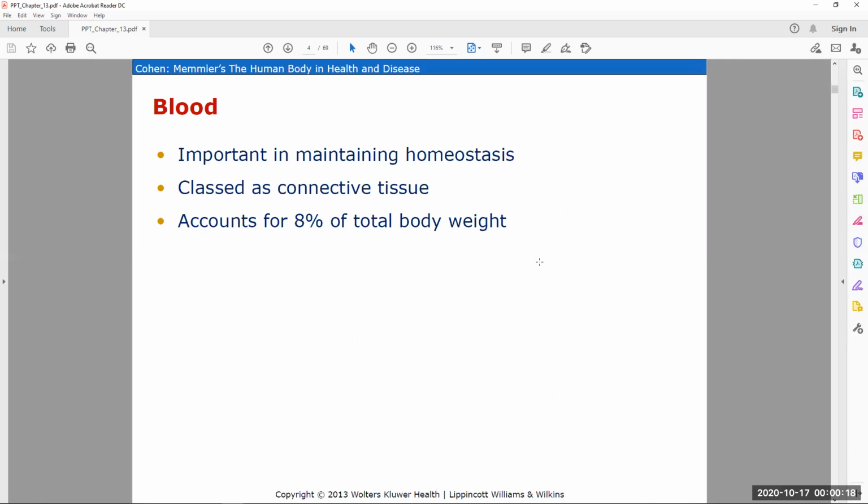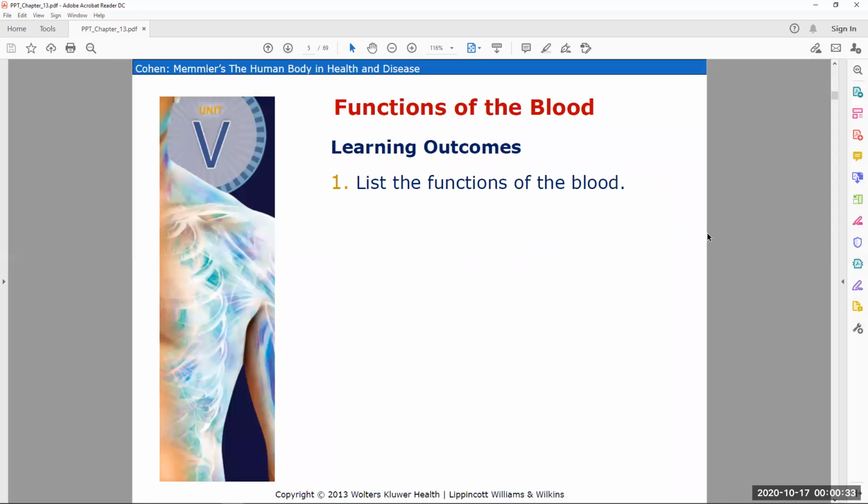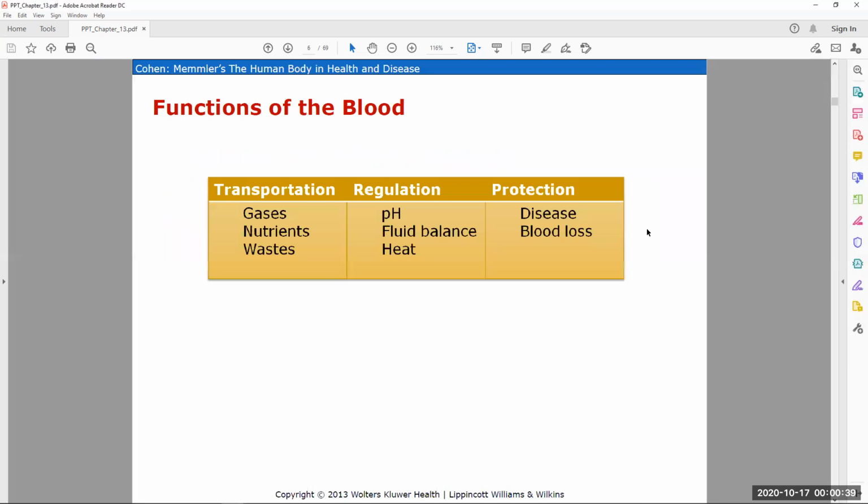It is classed as a connective tissue because it connects in terms of circulation. It really connects everything within the body, and it accounts for 8% of the total body weight. That is very important to note as well. So, in terms of this presentation, the first thing we want to look at is the functions of the blood. It can be classified under three things: transportation, regulation, and protection.